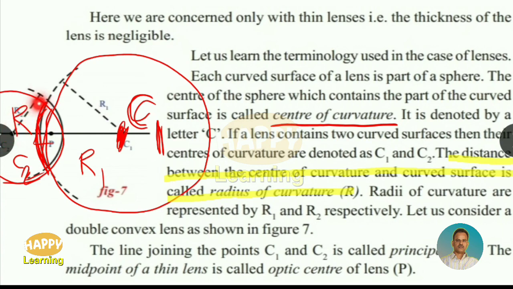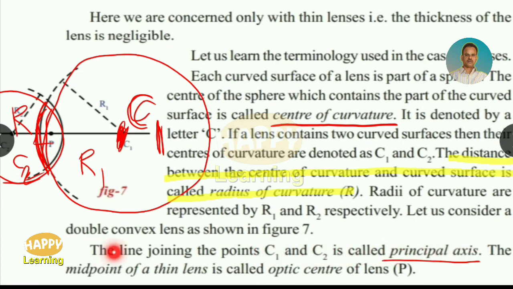The line joining the points C1 and C2 is called principal axis. Here is C1 and here is C2. The line joining C1 and C2, this line is called principal axis.